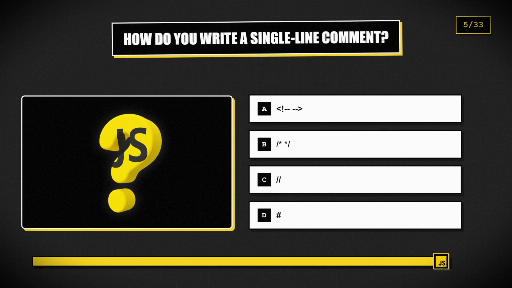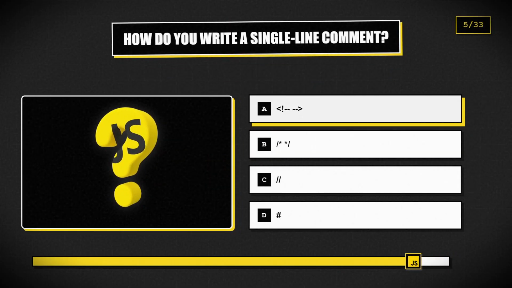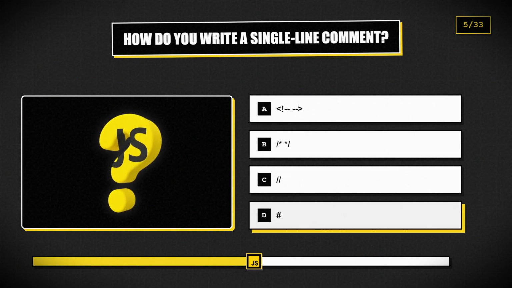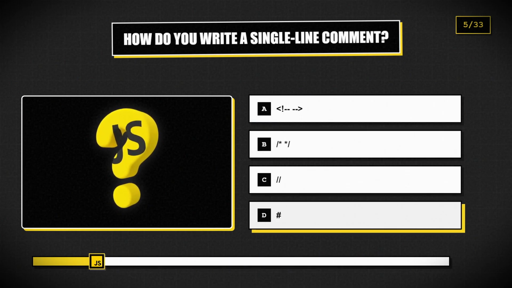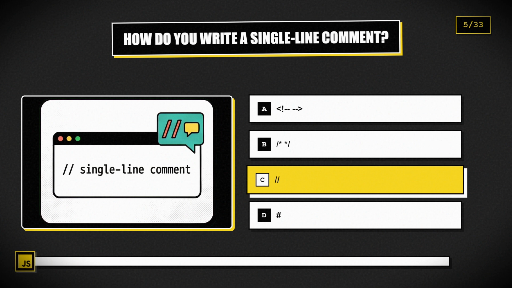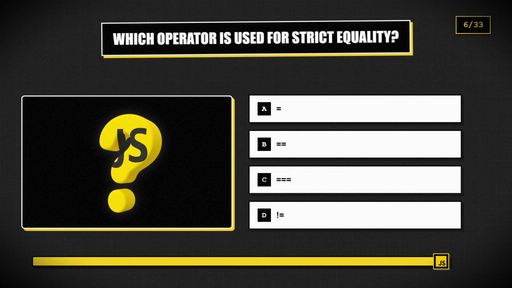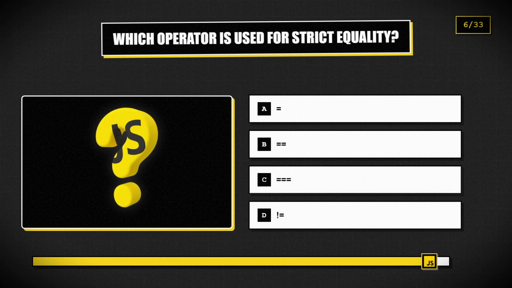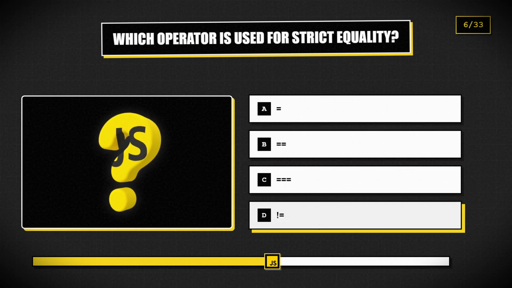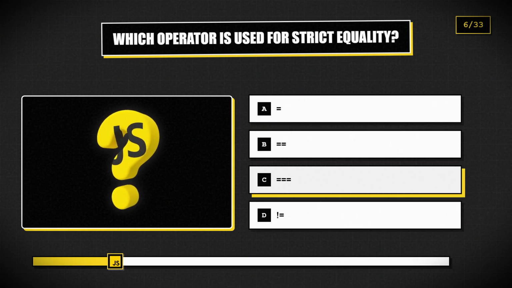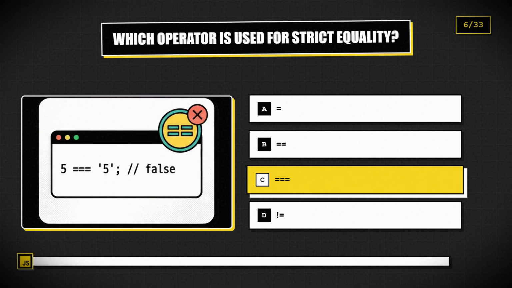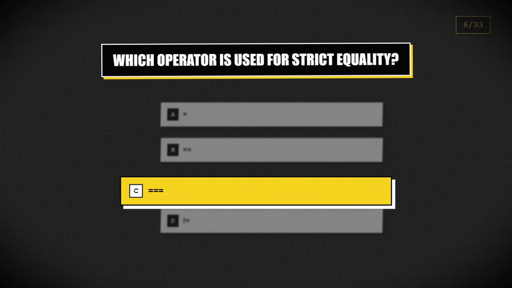How do you write a single-line comment? Double forward slashes are used for single-line comments in JavaScript. Which operator is used for strict equality? The triple equals operator checks both the value and the data type.